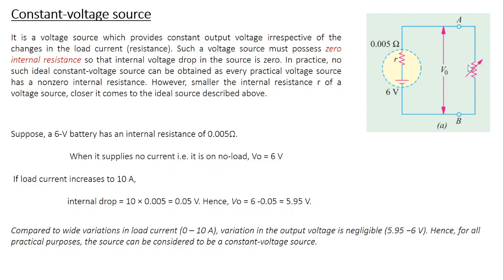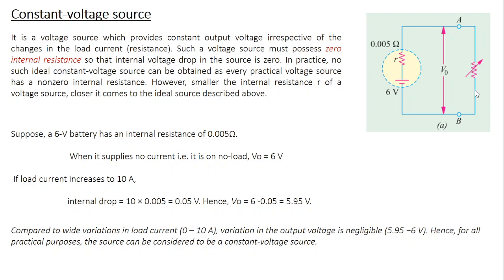But there is nothing called an ideal constant voltage source, because in practice every voltage source will have some finite amount of internal resistance, some non-zero value for the internal resistance. So in practice, you can never achieve an ideal constant voltage source. The only thing you can make sure is that the internal resistance of the voltage source is very, very low, so that you can approximate it to an ideal source. Let's now quantitatively analyze how minimal internal resistance ensures constant output voltage.